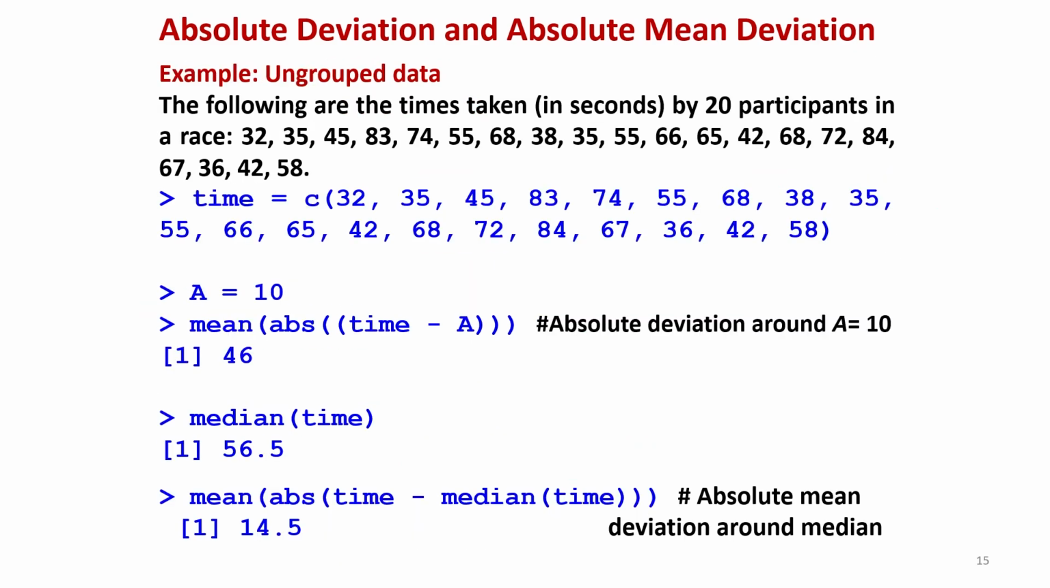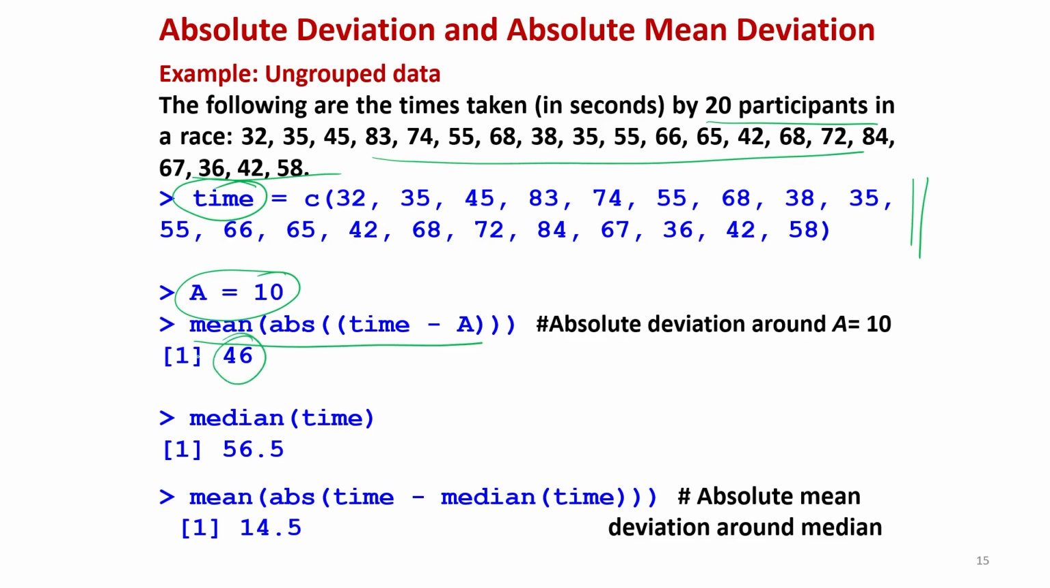Okay, now let me take an example and show you how I can compute these things. Let me take the same data set where 20 participants participated in a race, and their time to complete the race in seconds is recorded as time. Now, suppose I arbitrarily choose a capital A to be 10, and I want to measure this absolute deviation around a equal to 10. So I use the same command, mean of absolute value of time minus a, and this comes out to be 46.